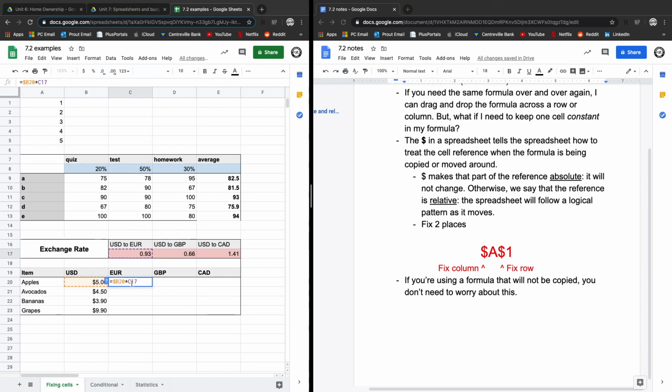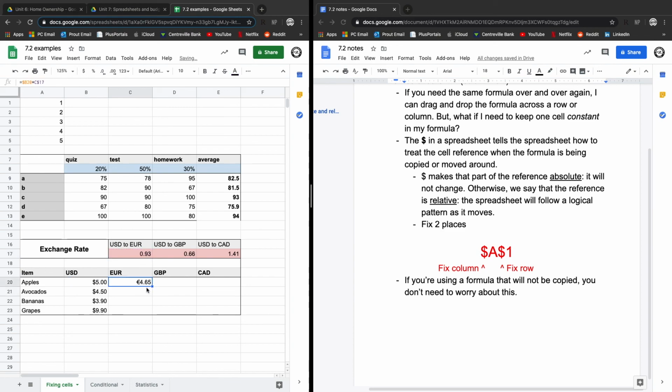The other thing I'm going to fix to make this helpful is to say, well, anytime I pick a conversion rate, like an exchange rate, I want to pick that exchange rate from row 17. So I want to fix row 17 with the dollar sign before the row. So this says no matter where I move it, it's always going to pick from this row, right? This way, if I shift down, this cell reference isn't going to shift down too.